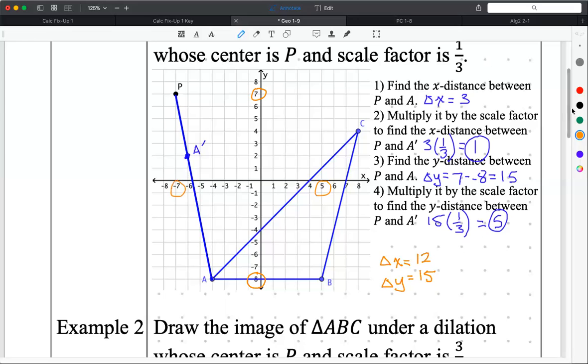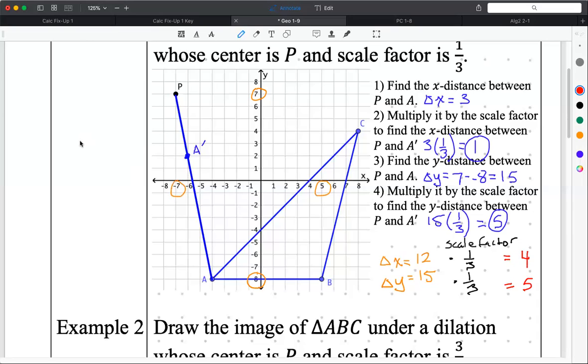And again, I'm going to multiply each of those by the scale factor. So times a third, and I'll get my new distance to get from the source to the image. I need someone to do both of these multiplication problems. It was 12 times a third and 15 times a third. So 12 times a third is 4, and 15 times a third is 5. There it is, 4 and 5.